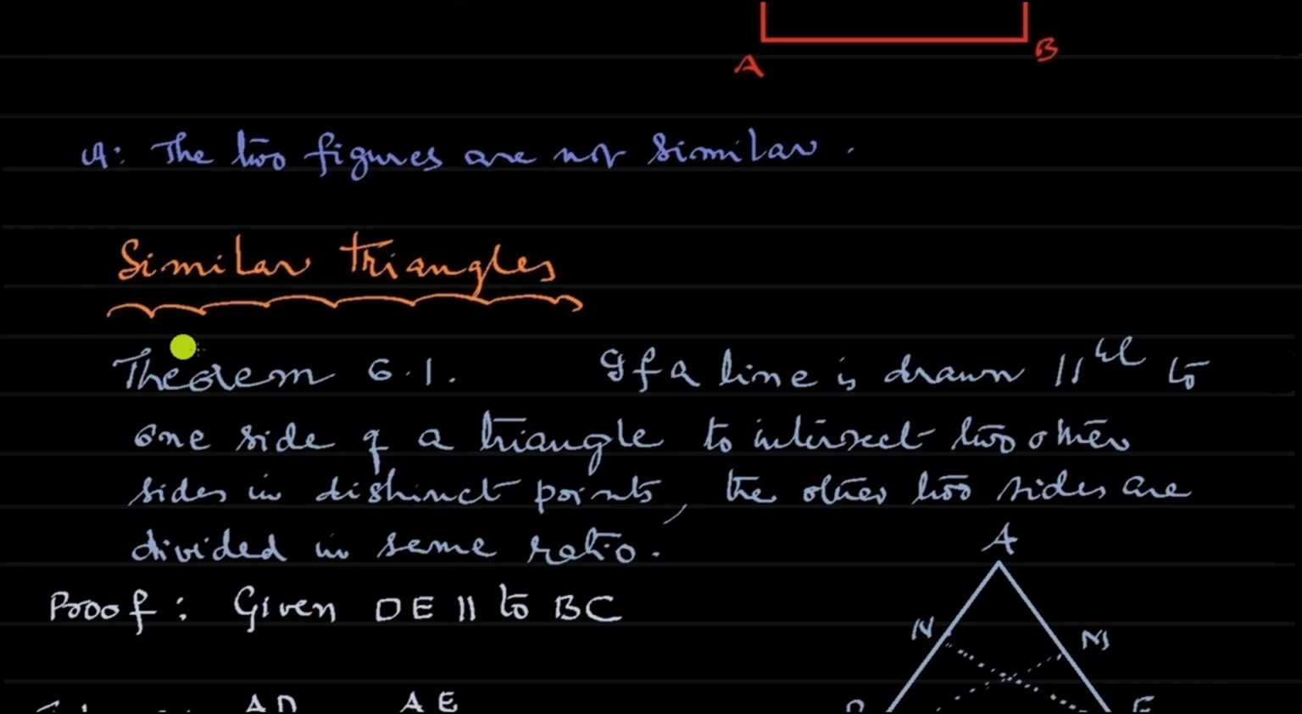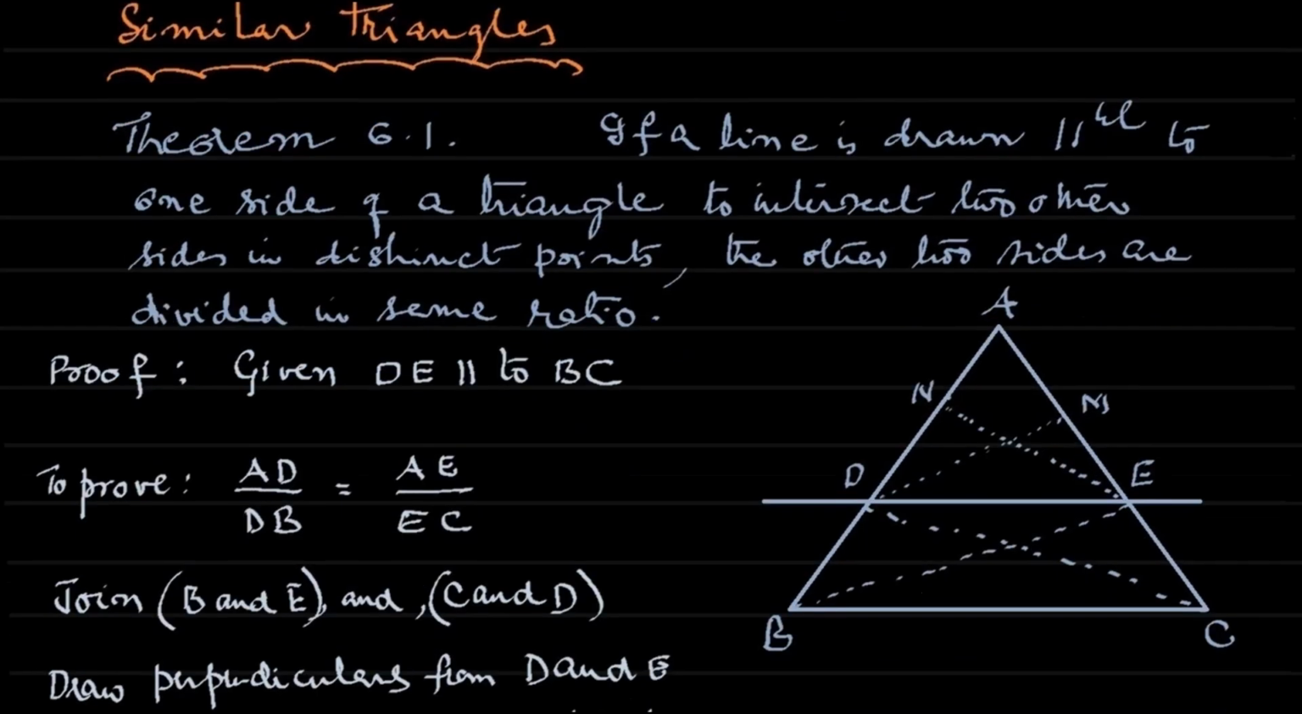Now comes similar triangles, and there is Theorem 6.1 which is very, very important. Theorem 6.1: If a line is drawn parallel to one side of a triangle to intersect the other two sides in distinct points, the other two sides are divided in the same ratio. That is the statement of this theorem.